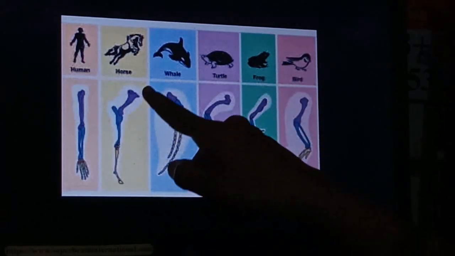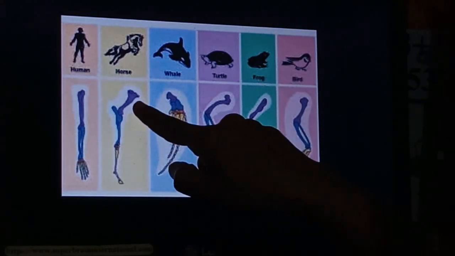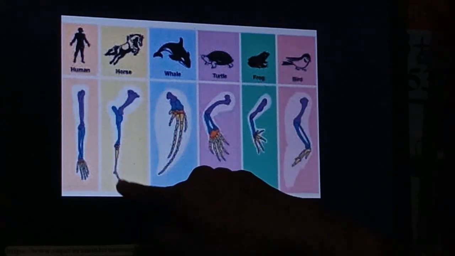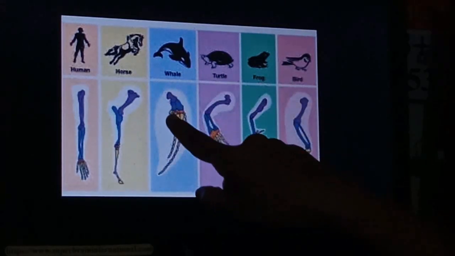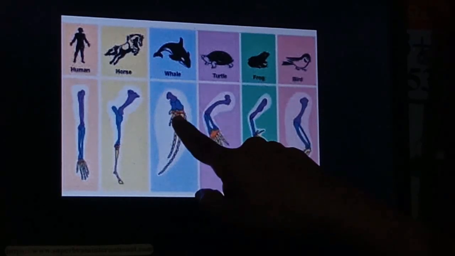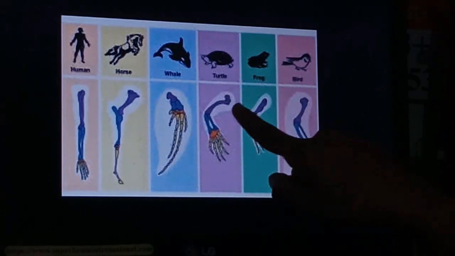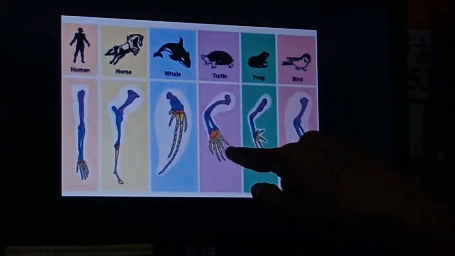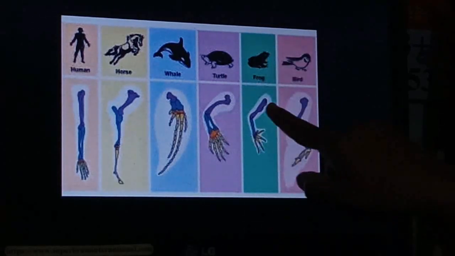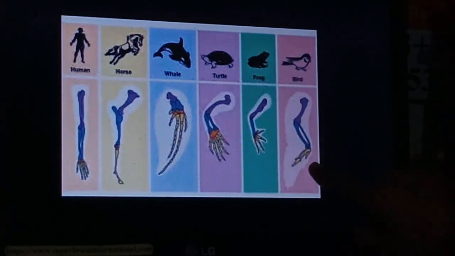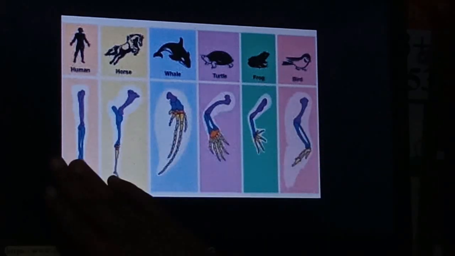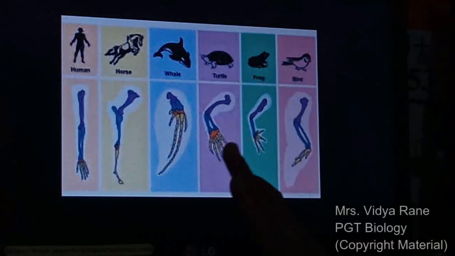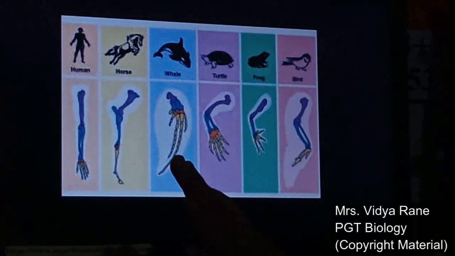Same here in horse also, if you will see, there is one bone like the humerus, then two bones like radius and ulna, and then phalanges. Here whale, one bone, then two bones, and then phalanges. Here again turtle, one humerus-like bone, radius and ulna, two bones, and then metacarpals and phalanges. Here same it is in the frog as well as in the bird. So this proves that the anatomy of all these organisms' forelimbs is the same, right?